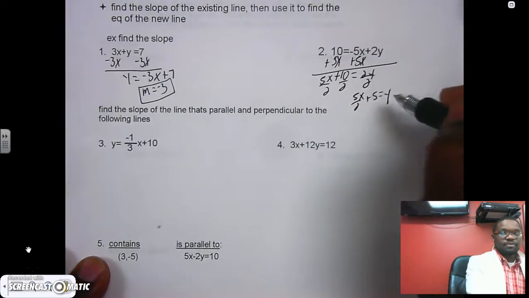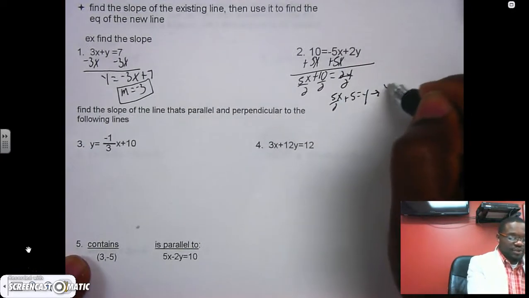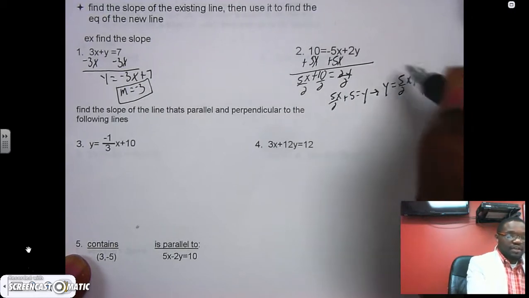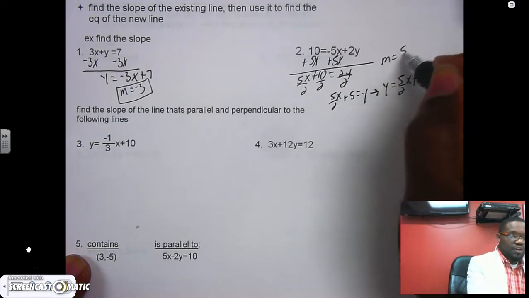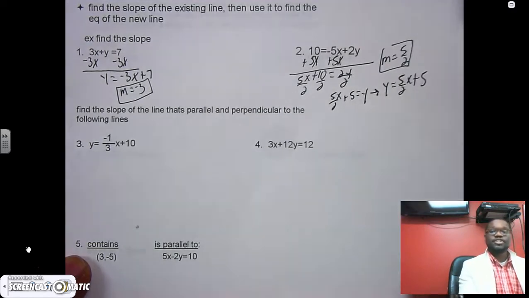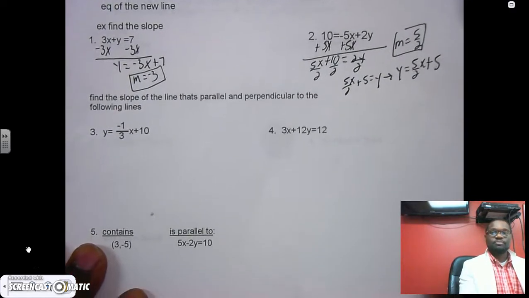And again, I'm pretty sure we're not comfortable looking at it like this, so I'll change it around. Y equals 5 over 2x plus 5. Either way, you'll see that the slope is 5 over 2. Alright, so we need to be able to find the slope. That's a big chunk of what we're going to do today. Now let's use that in terms of parallel and perpendicular.